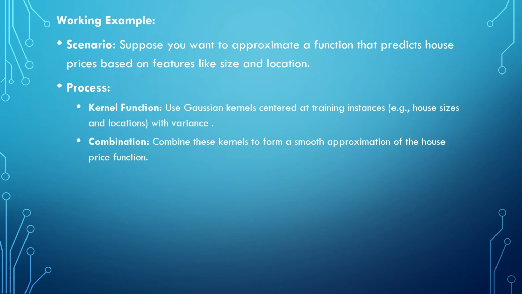So consider a working example. Imagine a scenario where you want to approximate a function that predicts house prices based on features like size and location. How can you use the radial basis function to approximate the function which predicts the house prices? In this, the kernel function uses Gaussian kernels centered at training instances, for example, house sizes and locations with variances. Now, combine these kernels to form a smooth approximation of the house price function.